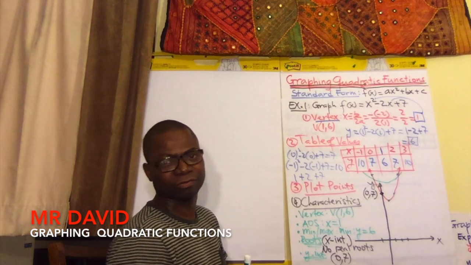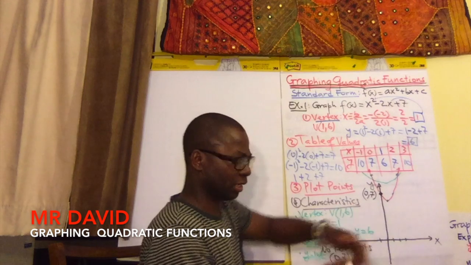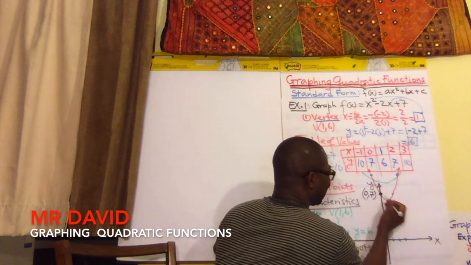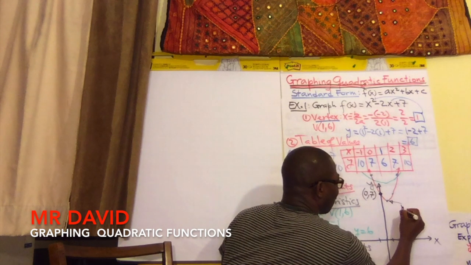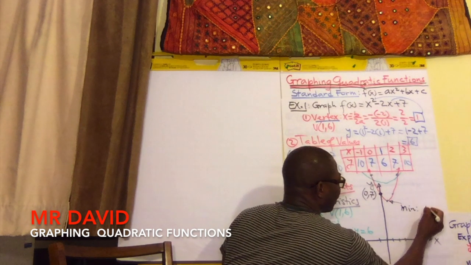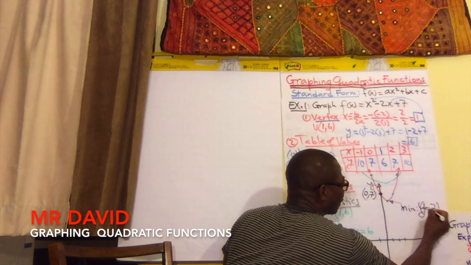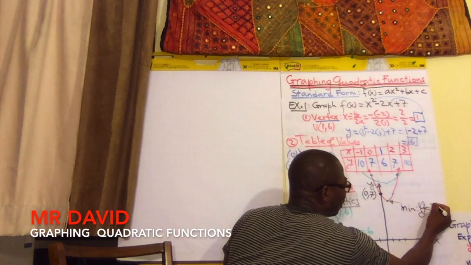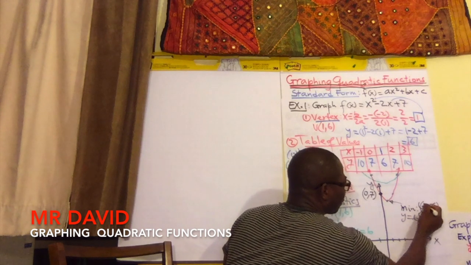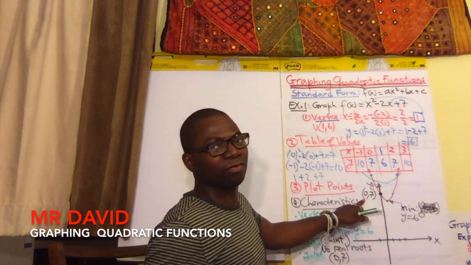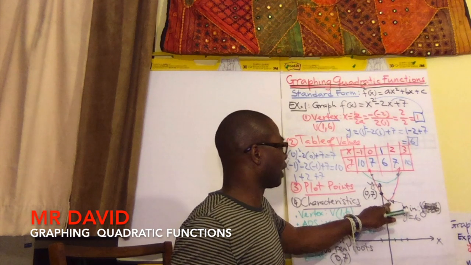For this function, we have a happy face. Happy face has a minimum. So let's write this here. This is the y-intercept. This is the min: y equal to 6. 7 was the y-intercept, so min y equal to 6. 1, 2, 3, 4, 5, 6.